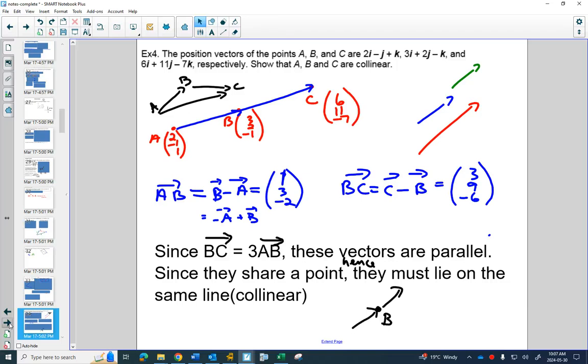Another method you could do is find the magnitude of A to B by doing the square root of 1 squared plus 3 squared plus 2 squared. You could find the magnitude of B to C by doing the square root of 3 squared plus 9 squared plus 6 squared. And you could find the vector A to C and find its magnitude. And if the magnitude from A to B plus the magnitude from B to C equals the magnitude from A to C, they have to be in a straight line.